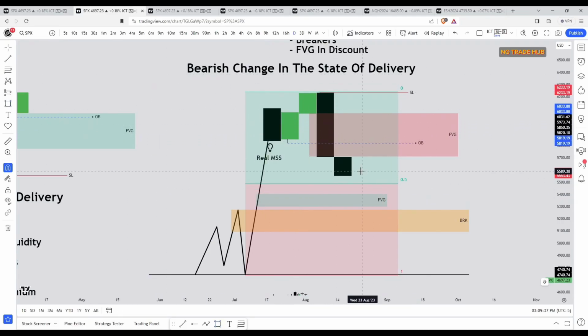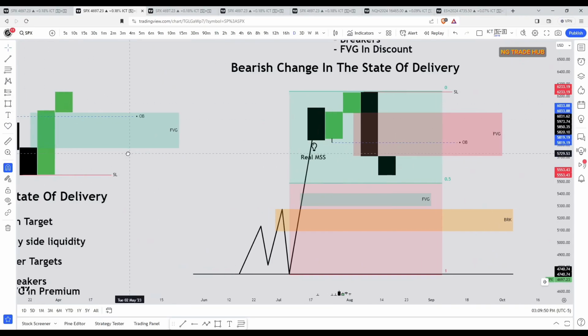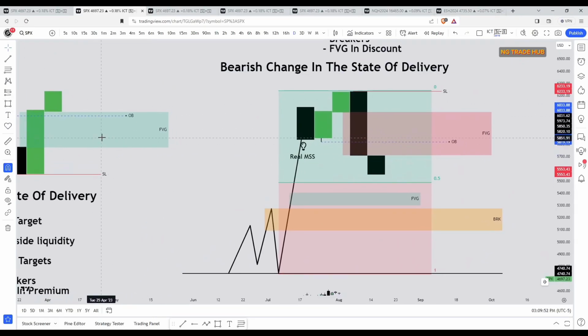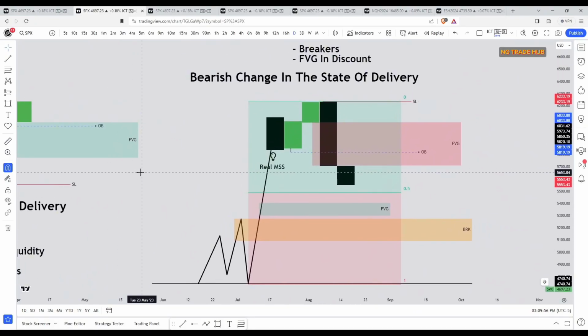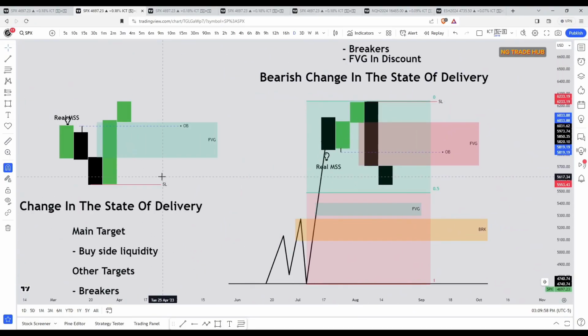So in a bearish change in the state of delivery, for a low-hanging fruit target, a bullish fair value gap in a discount of the range, or a breaker, those are low-hanging fruit targets. Main target will be sell-side liquidity. In a bullish example over here, it would be a bearish fair value gap in a premium, like we talked about. So this is the bullish and bearish change in the state of delivery.